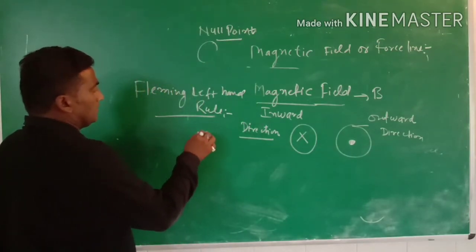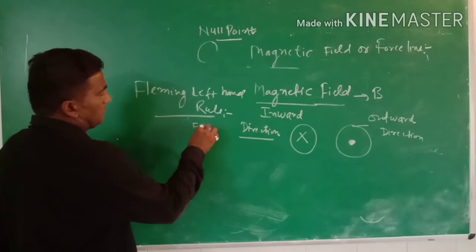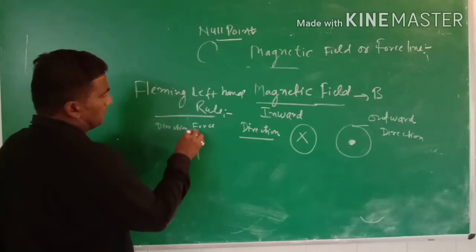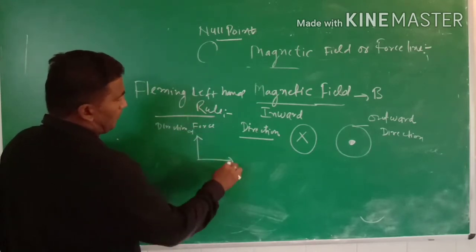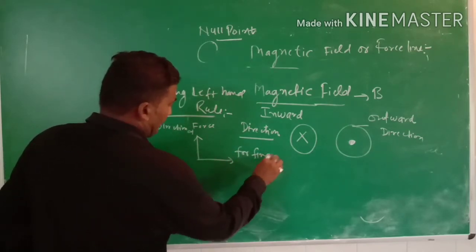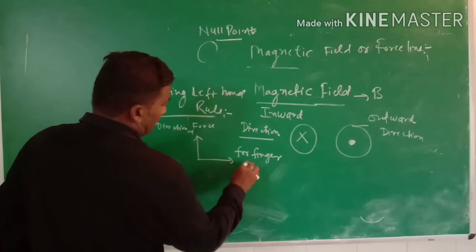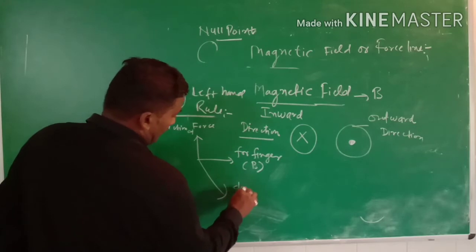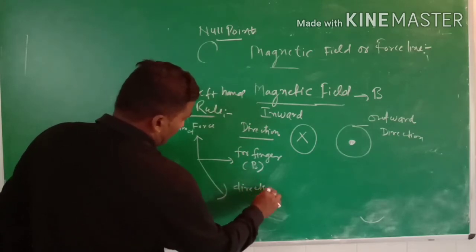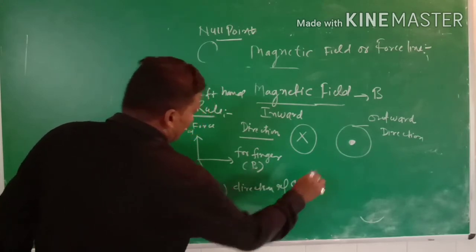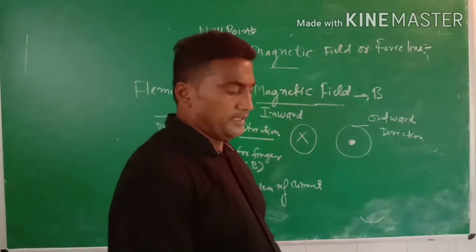That is the force direction. The forefinger represents the direction of the magnetic field and the middle finger shows the direction of current. That was basically the Fleming left hand rule.